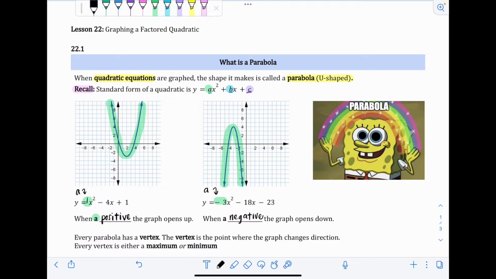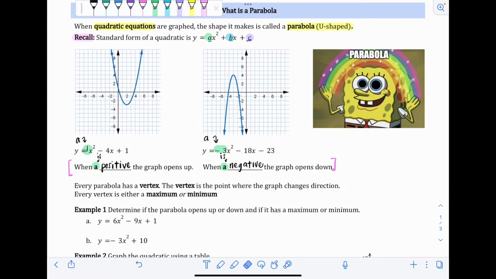This concept is something that will continue to pop up throughout the class, so this is definitely something really important to put down. When a is positive, the graph opens up. When a is negative, the graph opens down. No matter what the actual number is, we just look at positive versus negative when we're trying to decide if it goes up or down.